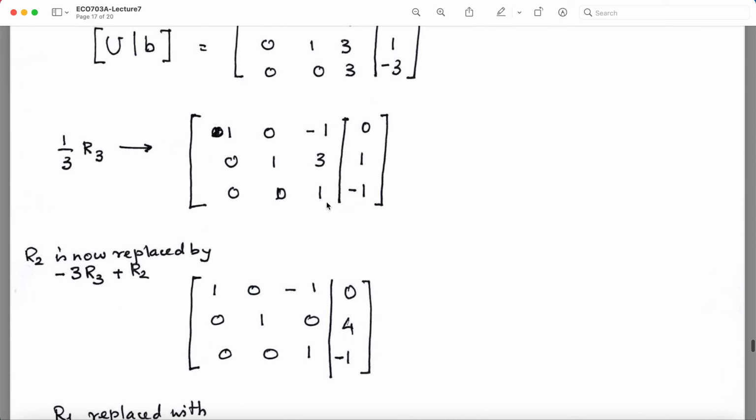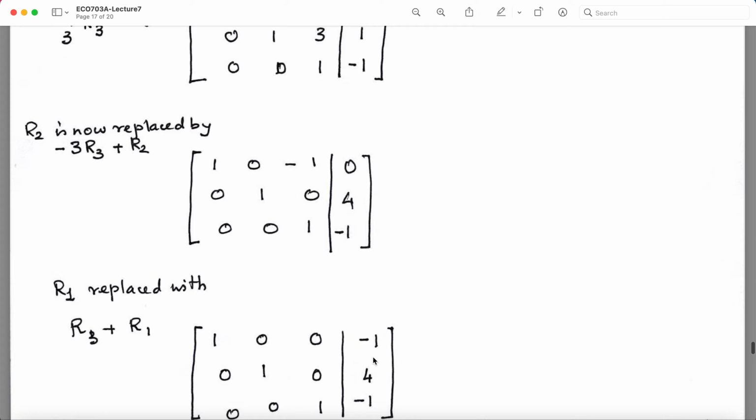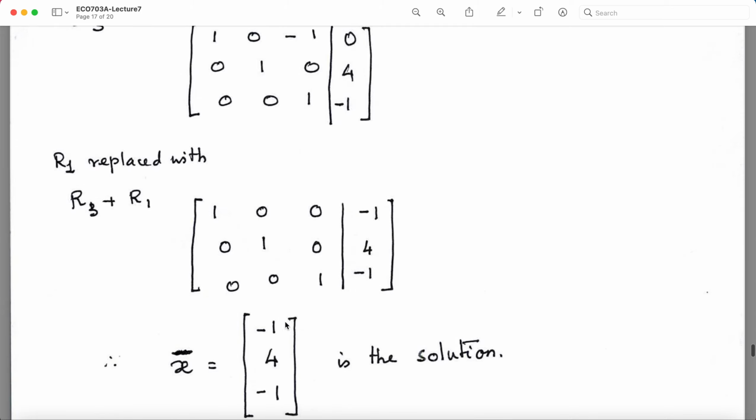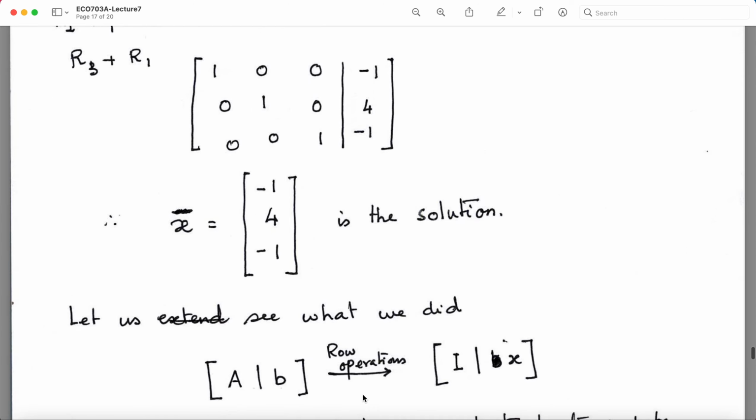You replace R3 now, minus 1 plus 0 is minus 1, it is this. So x bar equal to minus 1, 4, minus 1 is the solution. That's it.